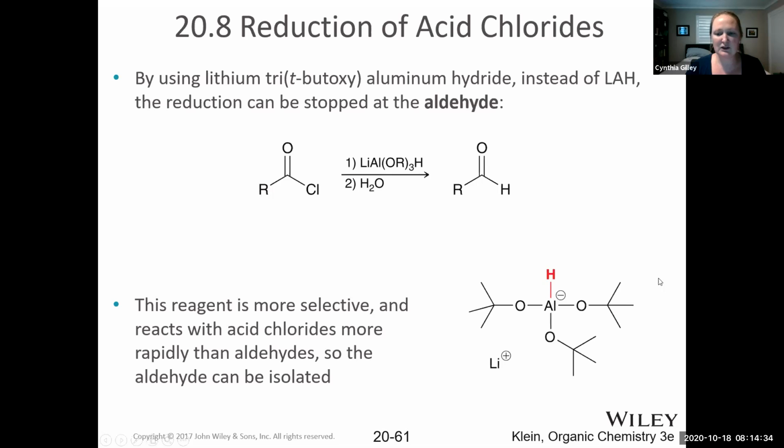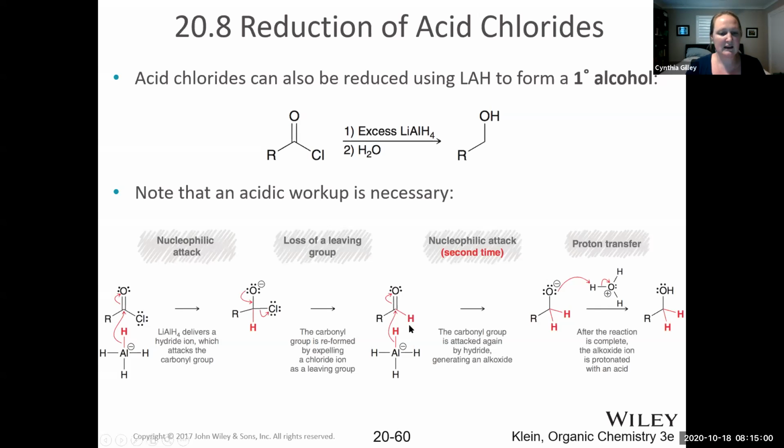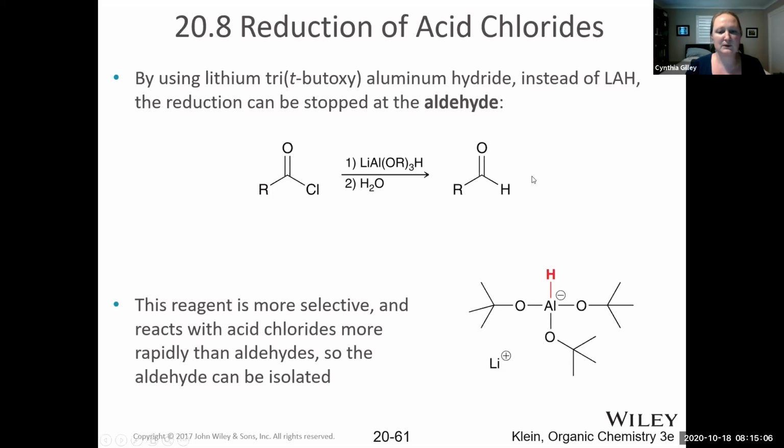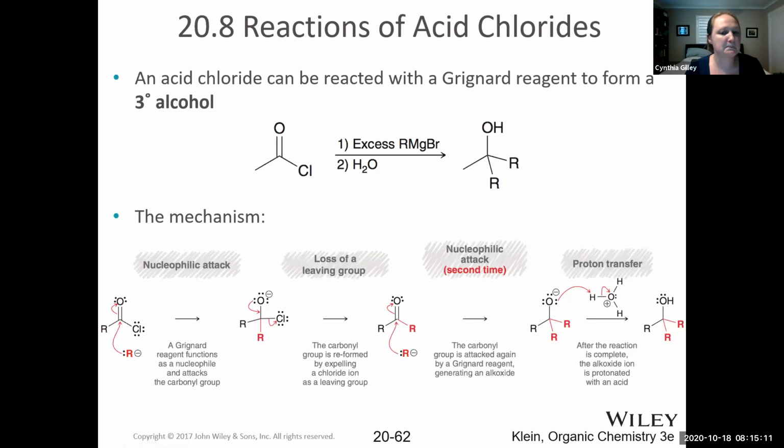So you could synthesize the aldehyde in two steps, or you could just synthesize it directly. Instead of using LAH, we're going to use a much more selective reducing agent, the tri-tert-butoxy aluminum hydride reagent. This is much more selective for the reduction of the more electrophilic acid chloride, and it does not then react with the less electrophilic aldehydes. So it essentially stops at this aldehyde intermediate, and the subsequent reduction of the aldehyde does not occur, and we're able to synthesize the aldehyde directly, which can save some time synthetically.